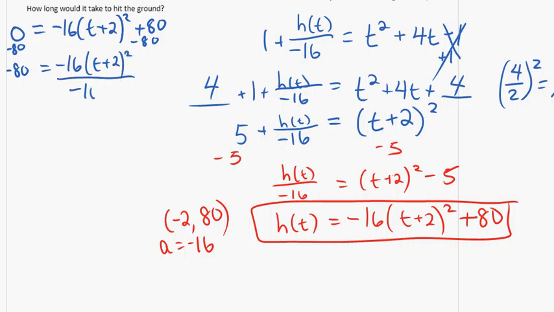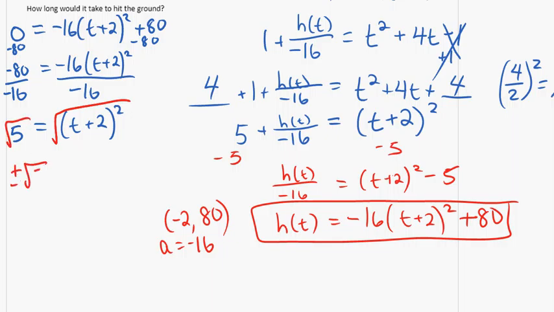Divide both sides by negative 16 because I'm going reverse order of operations, and so I get 5 equals t plus 2 quantity squared. Now I take the square root of both sides, and I get plus and minus the square root of 5 equals t plus 2. And I subtract 2 from both sides, and I get minus 2 plus and minus the square root of 5 equals t. And that's in seconds. And now the question is, what in the world does that mean?